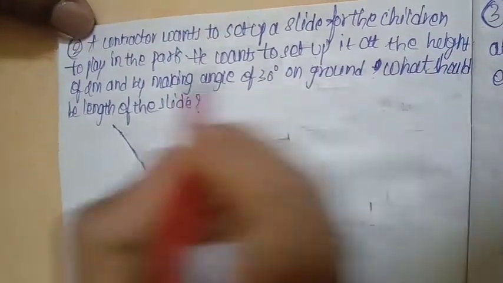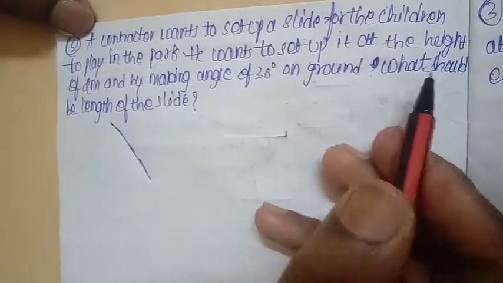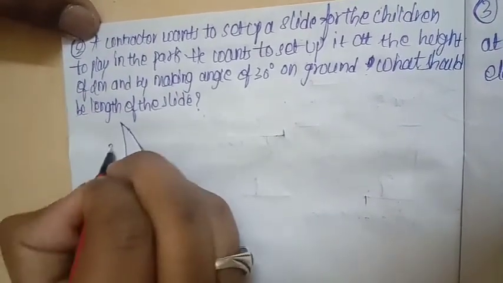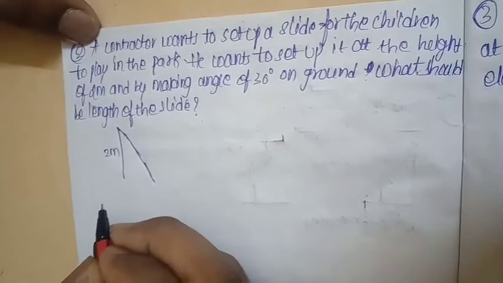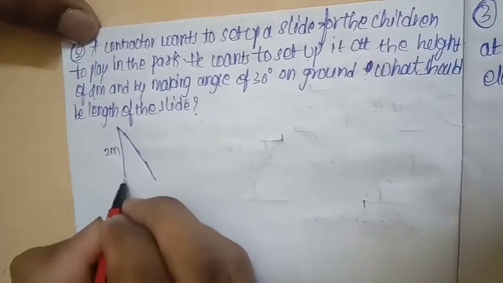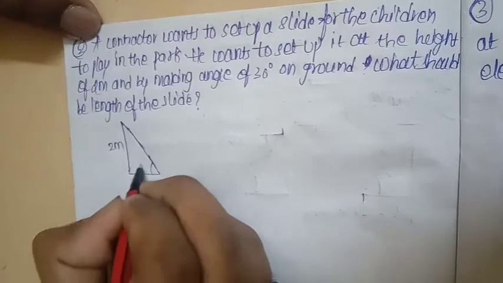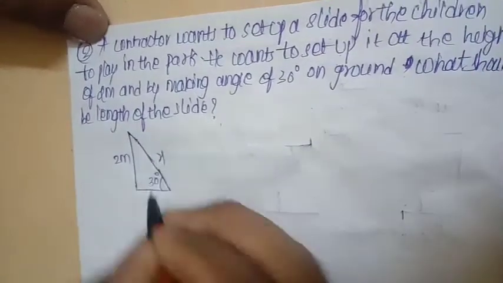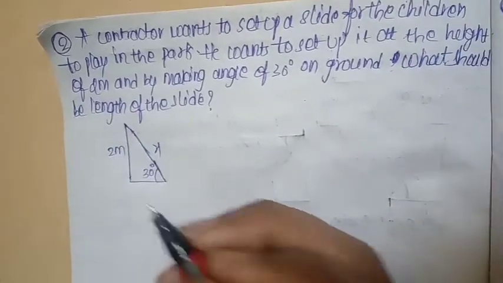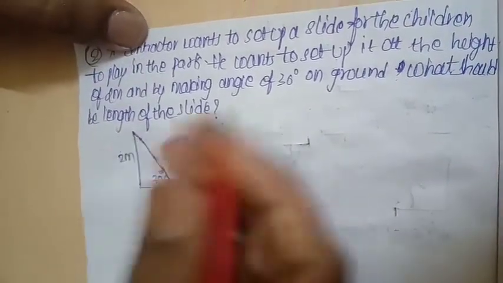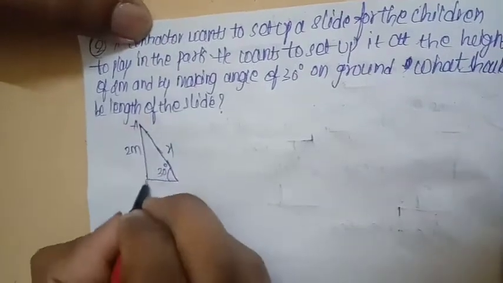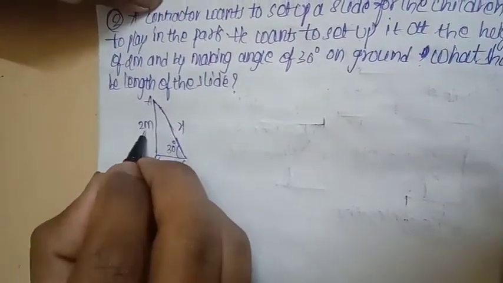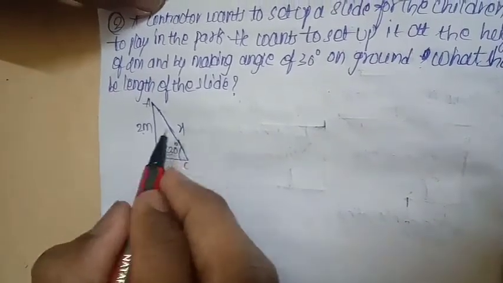He wants to set it up at a height of 2 meters, so the height will be 2 meters, making an angle of 30 degrees on the ground. What should be the length of the slide? We have to mention it as X, or h or l. We mention this as triangle ABC. They have given the side opposite to the angle, and they asked for the hypotenuse.